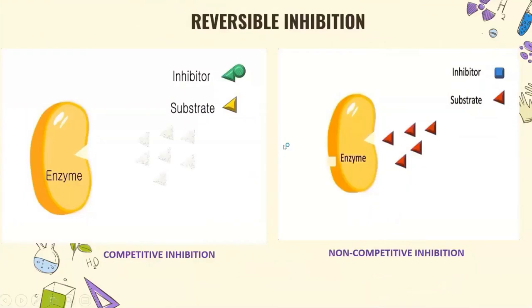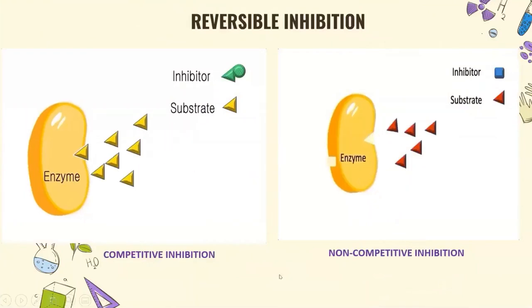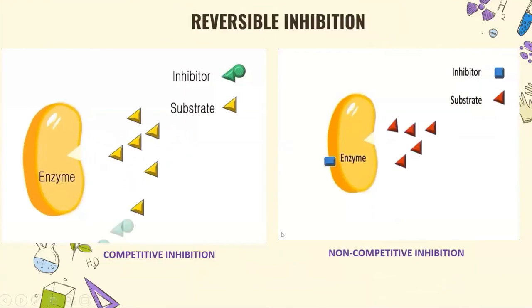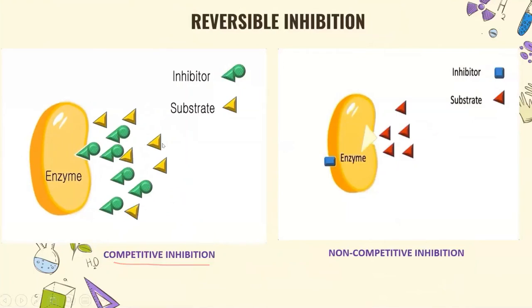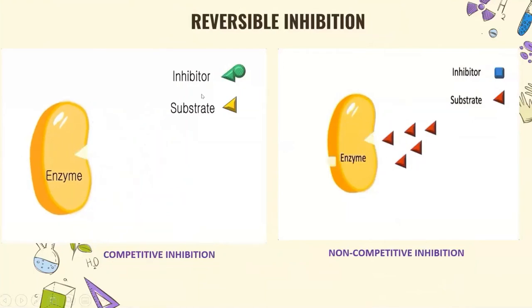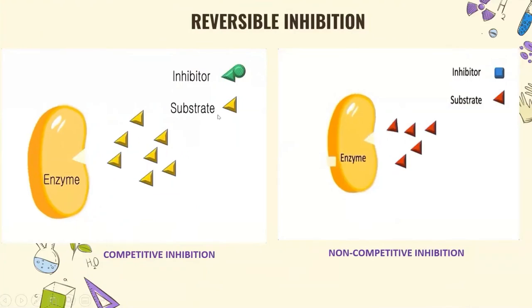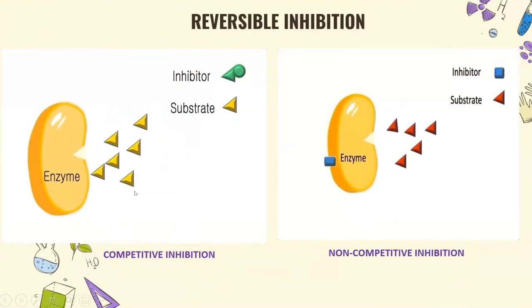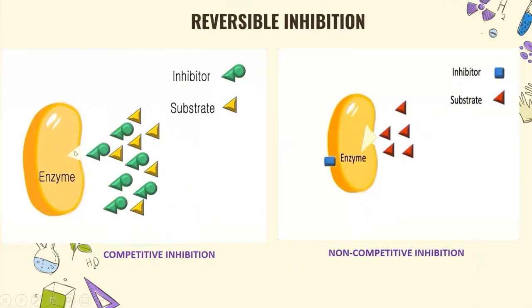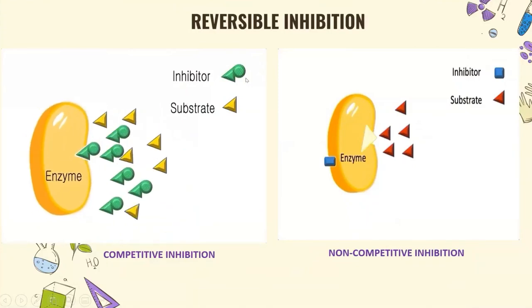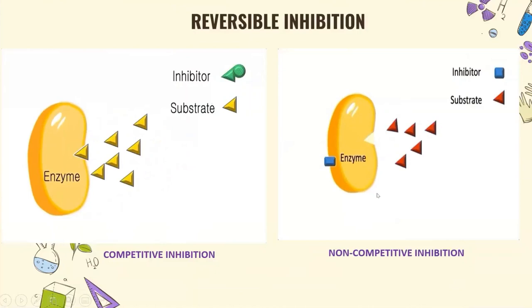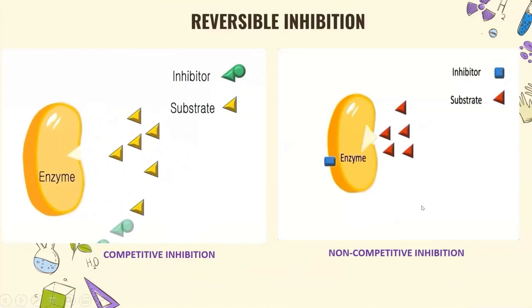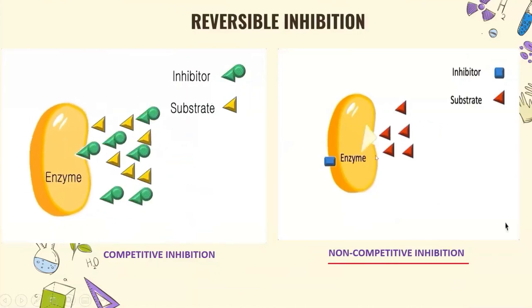So this is the example of animation of the competitive and non-competitive inhibition. Based on the animation, you can see here, if there is a high concentration of the inhibitor, the substrate cannot bind at the active site. Now, when the substrate concentration is high, the substrate can bind at the active site. So a high concentration of the inhibitor prevents the substrate, as they compete with the substrate for the active site.